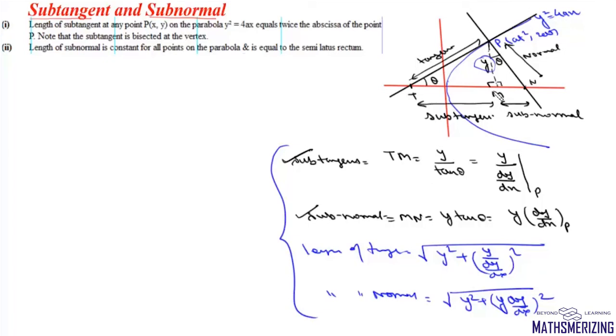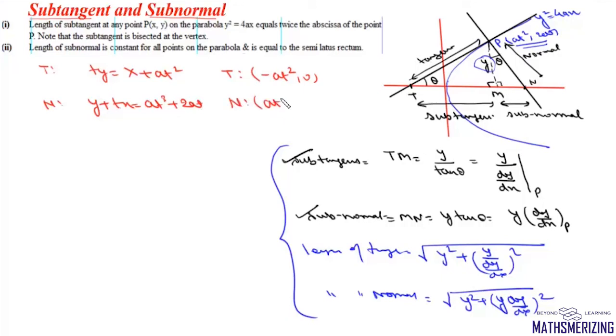Now here we'll find subtangent and subnormal using equations. So let this point P be (at square, 2at). We know that equation of tangent will be ty equals x plus at square. So coordinate of this point T will be (minus at square, 0), and equation of normal is y plus tx equals at cube plus 2at. So in this case, coordinate of this point N will be (at square plus 2a, 0), and this point M is simply (at square, 0).